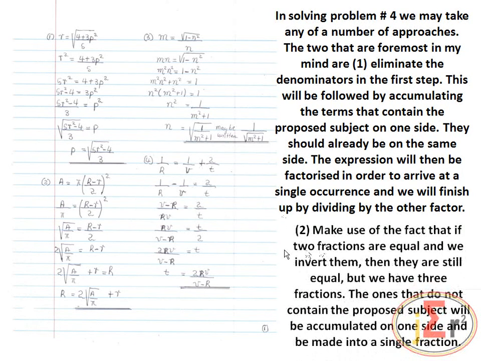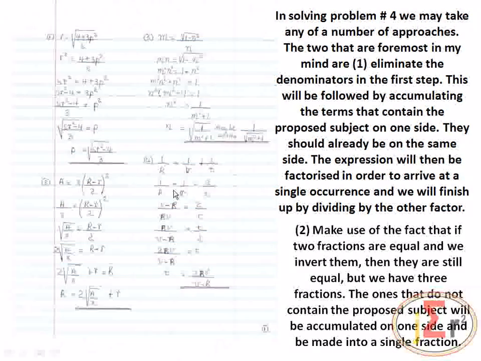Let's see what that is saying to us. Make use of the fact that if two fractions are equal and we invert them, then they are still equal. But we have 3 fractions. So we have 1, 2, 3 fractions. But I am saying we could have made use of the fact, which is the one that we are about to use, that if 2 fractions are equal and we invert them, then the results of inverting both of them are still equal. So we could make use of that. But we have 3 fractions, not 2.